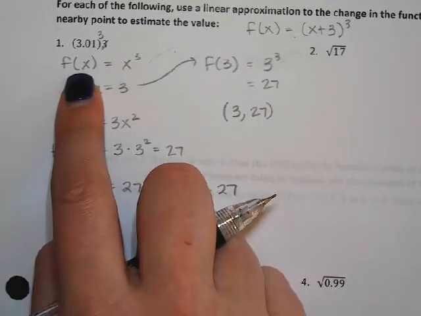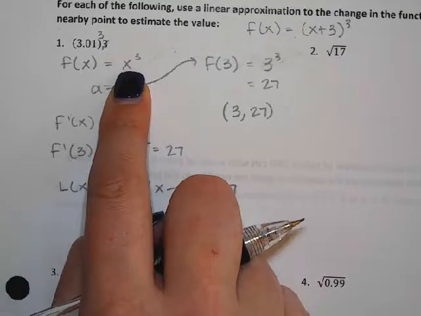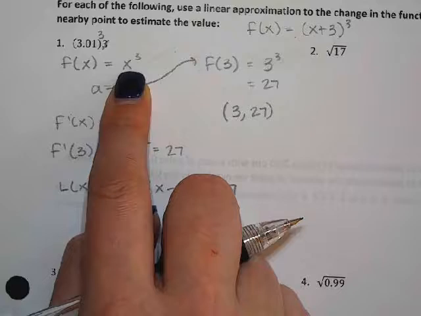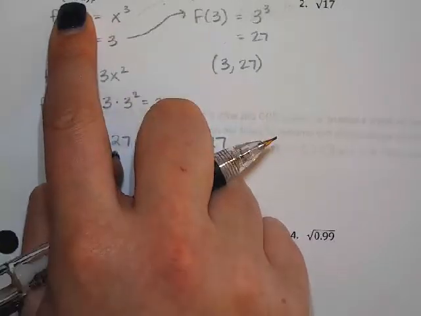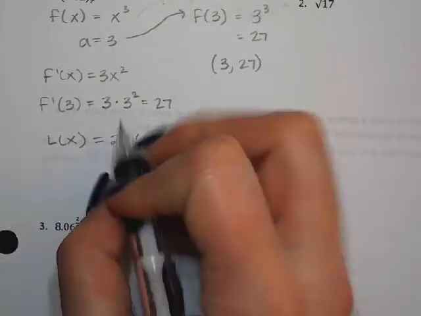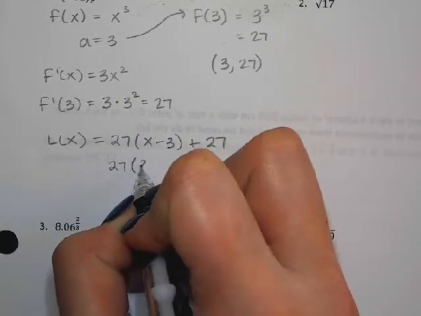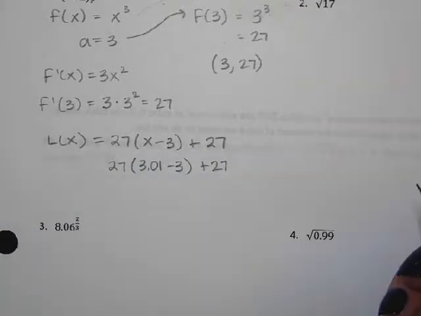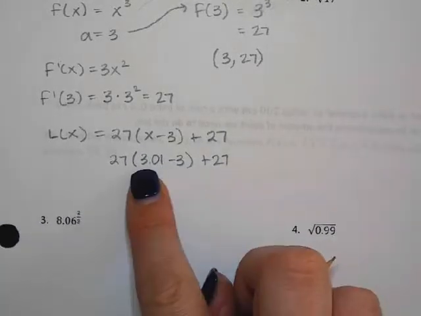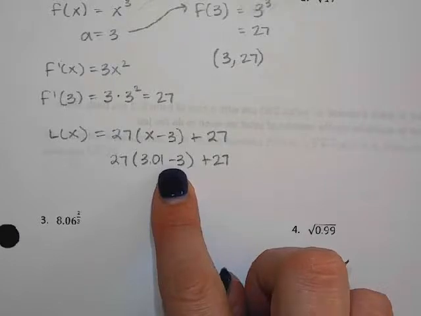But we did this one, and so if we look at this and say, what do I need to plug into this original function to get to what I want? It would be 3.01. So I'm going to go ahead and plug this in. I get 27 times 3.01 minus 3 plus 27. What is 3.01 minus 3? Just 0.01.